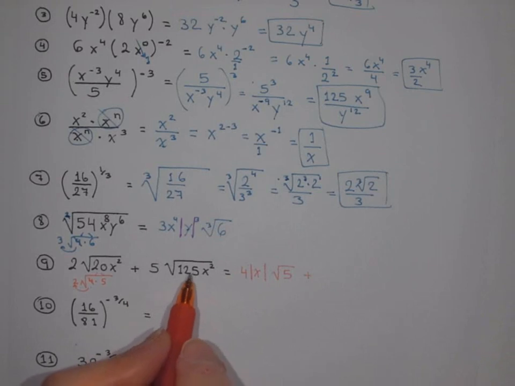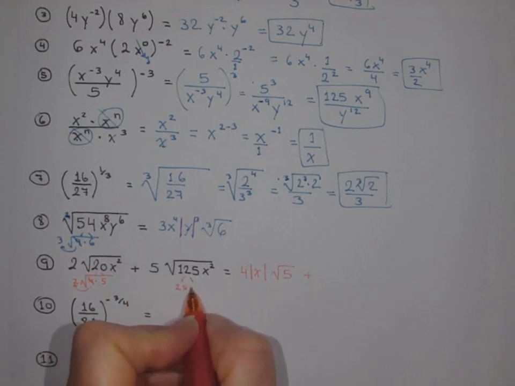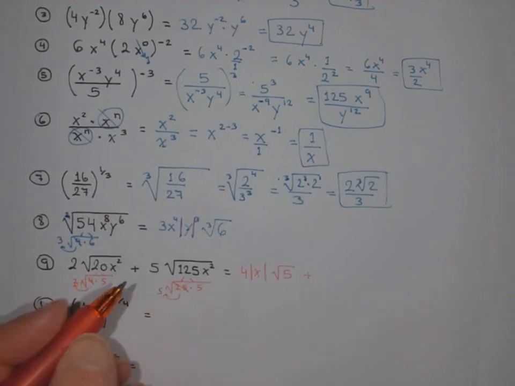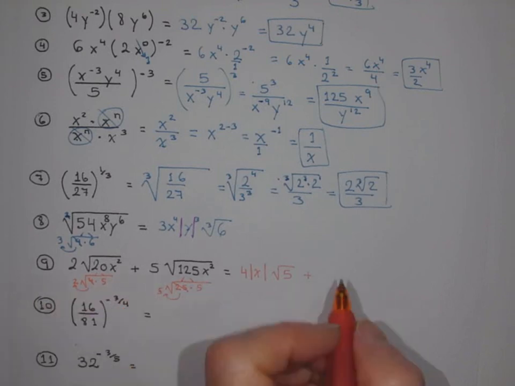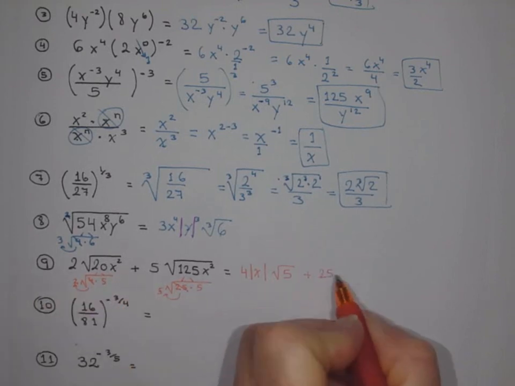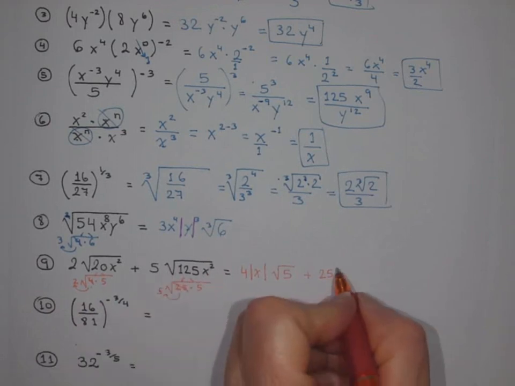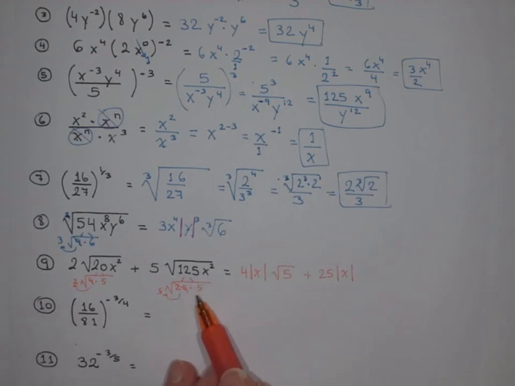plus 125 is going to be the same thing as 25 times 5, and then here, the square root of 25 becomes a 5, and I already had a 5 here, so those two 5's are also going to be multiplied, so that becomes 25. The x squared in the square root comes out as an absolute value of x, and then this 5 has to stay in the root.